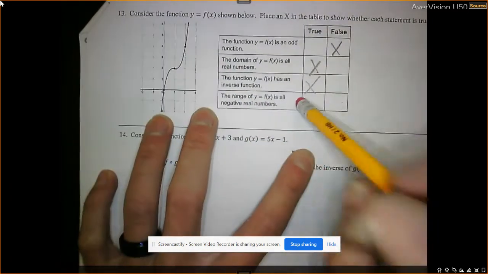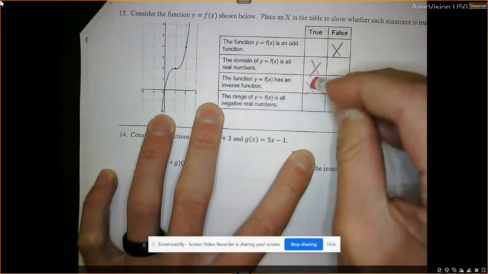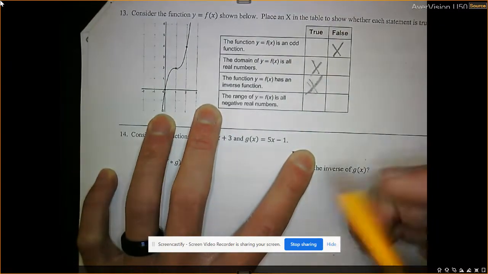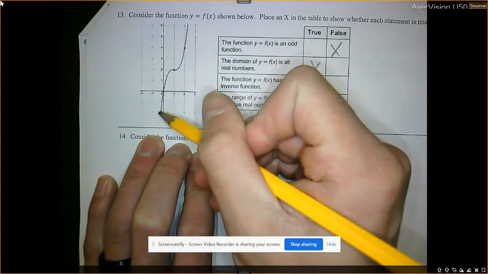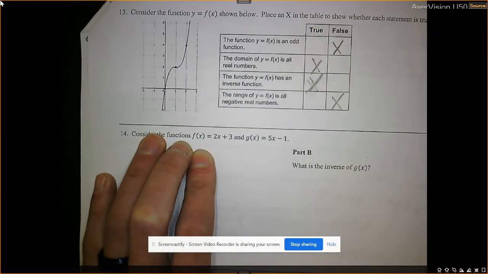Wait a minute. So what did I just answer? The function y equals f of x has an inverse function. Yeah, this is a function, so it has an inverse function. Oh, sorry. So this is still true. Now, the range of y equals f of x is all negative real numbers. Well, yeah, it's going to be all negative, but it's also going to be all positive. So this is false because it's not just negative real numbers.